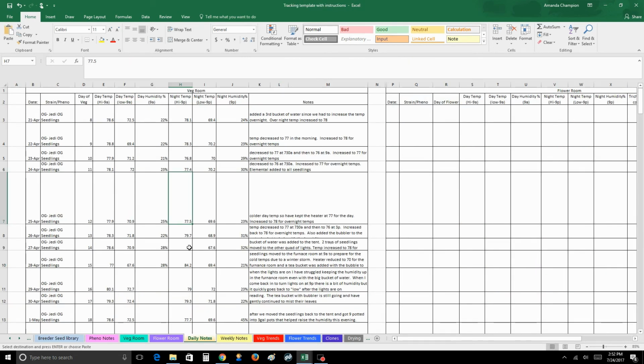Alright, so that's pretty much all that I have for the daily and the weekly notes tab. It's pretty basic information. Again, they're pretty similar. You've got your veg and your flower information on both tabs for the weekly and daily. And I just hope that all this information has been helpful and useful for you moving forward with your garden tracker.